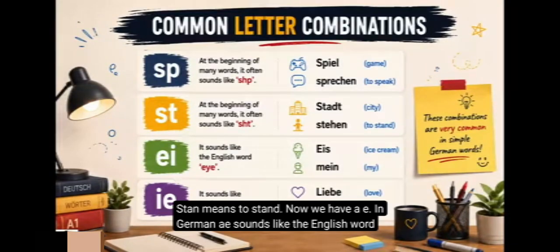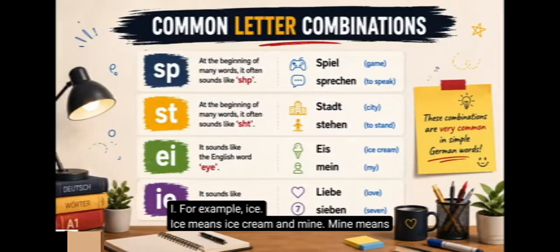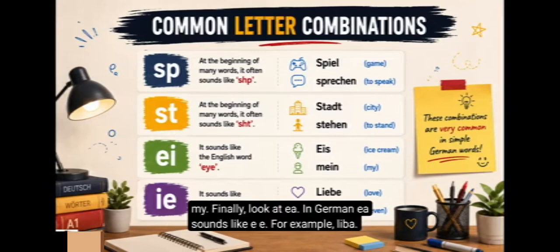Now we have ei. In German, ei sounds like the English word I. For example, Eis. Eis means ice cream, and mein. Mein means my.